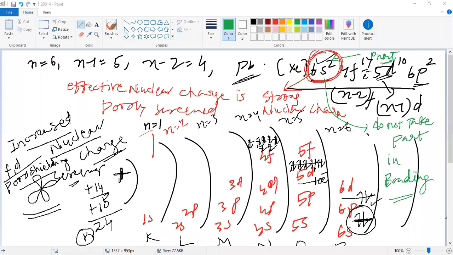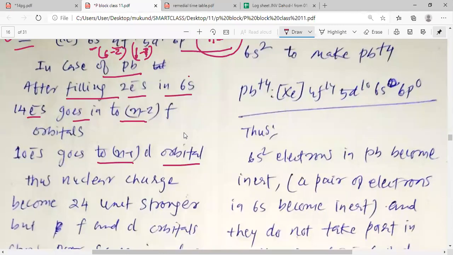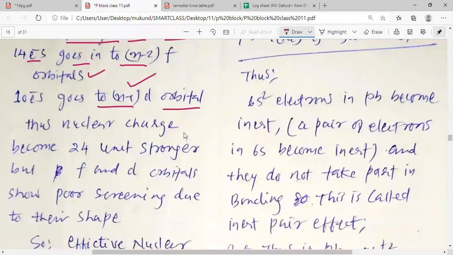So this is how we can understand the position or the condition in the periodic table, my dear students. Can you see I'm moving my cursor under n is equal to 6 on the screen? Yes, sir. Okay, so now let's move forward and understand that in case of lead, after filling 2 electrons in 6s, 14 electrons go to (n minus 2) f orbitals, and 10 electrons go to (n minus 1) d orbitals.